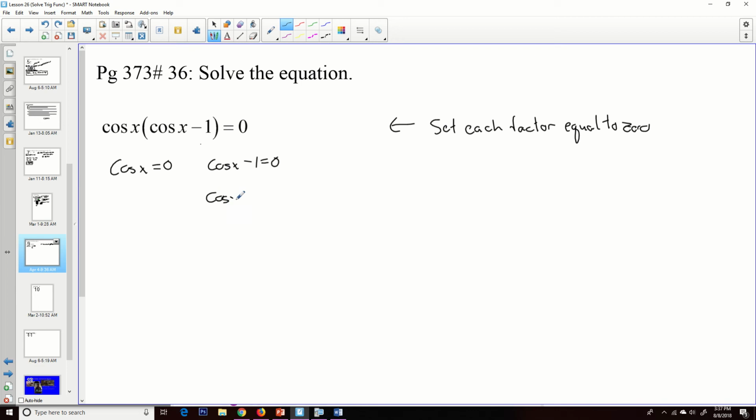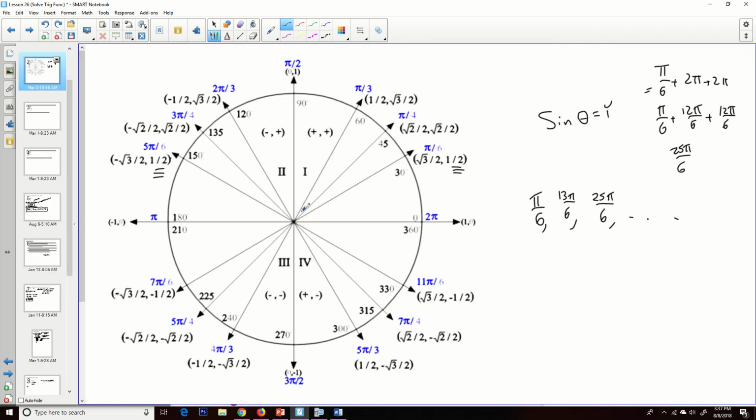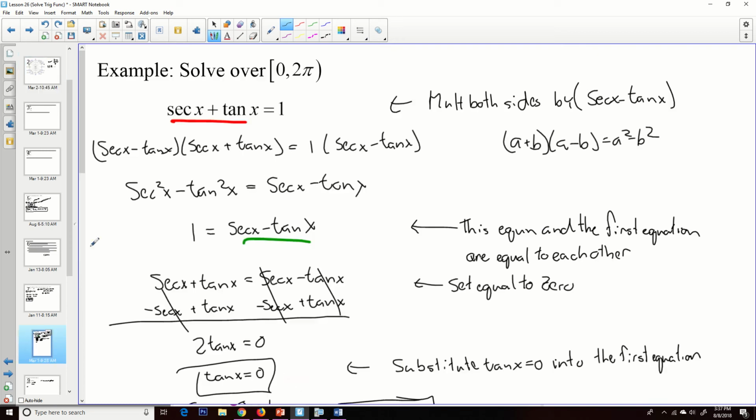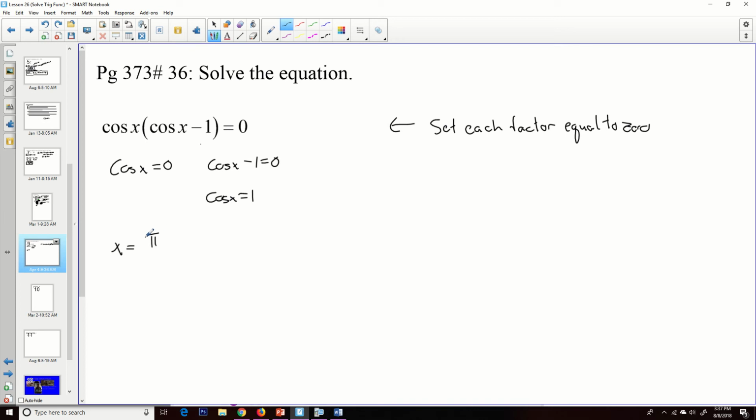And so cosine x equals 0 at 2 places on the unit circle. Let's go back up to the unit circle. Cosine is the x value, so it equals 0 at pi over 2 and 3 pi over 2. And cosine of x equals 1 only once on that interval, and that would be at 0. Okay, there we go.